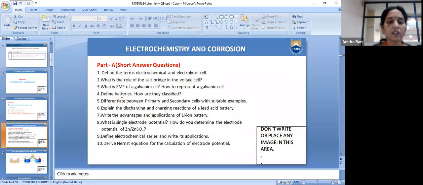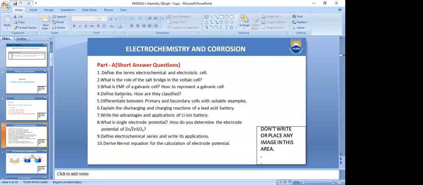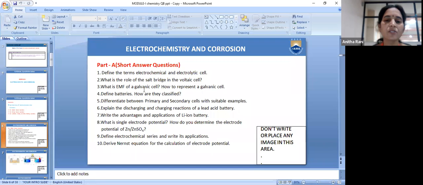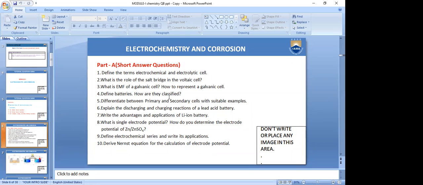Now students, what is a battery? Combination of cells in series. Classification of batteries: primary batteries and secondary batteries.